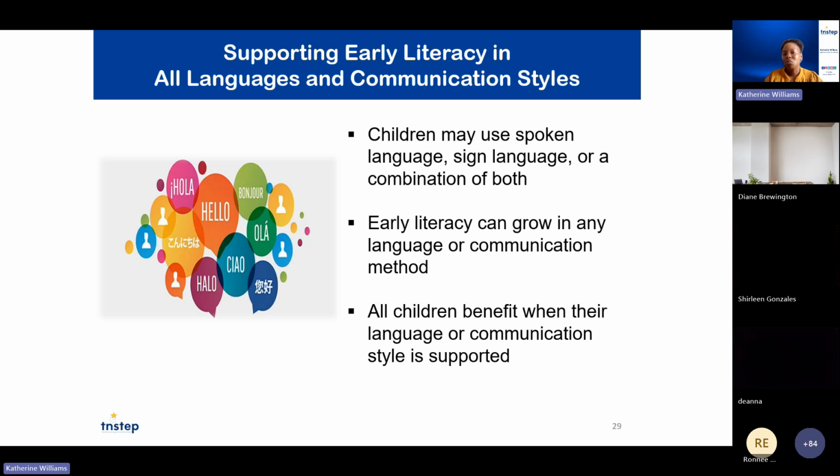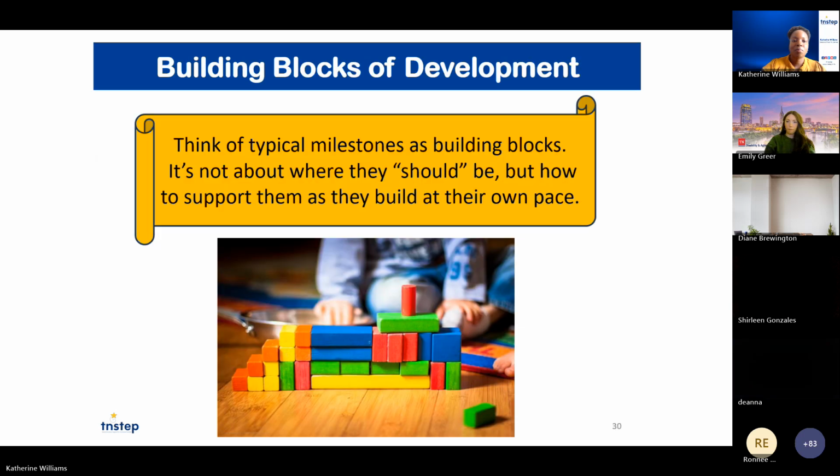It really boils down to what that child is exposed to, how often they are able to interact and hear these different strategies used. All of that is going to help support their overall early literacy. And when we think about the building blocks of development, and you think about developmental milestones, you don't want to say, okay, just because my child is 2 years old, this is exactly what they should be doing. We still want to meet that child where they are and then continue to progress from there.